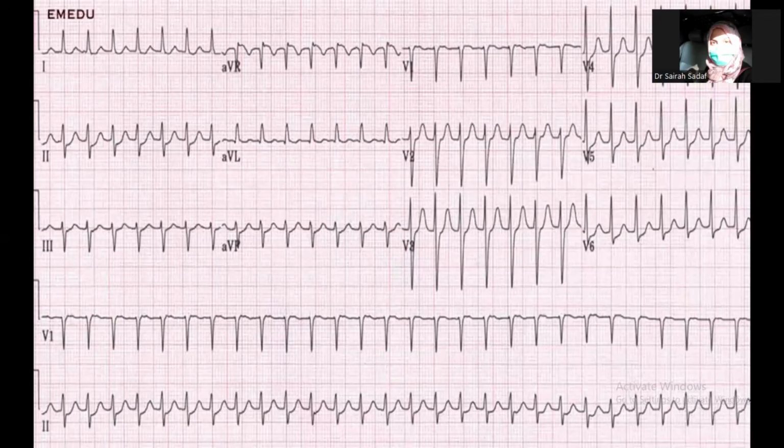Now, these are different kinds of ECGs, or the appearance of SVT in different leads, so that you won't miss any of it.